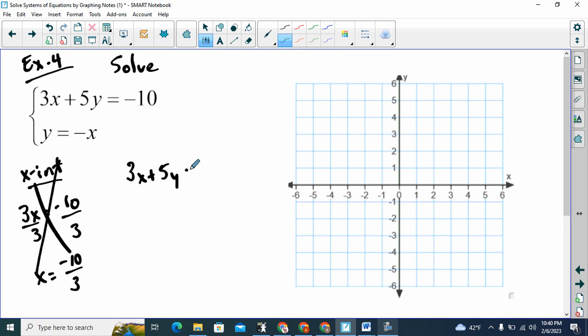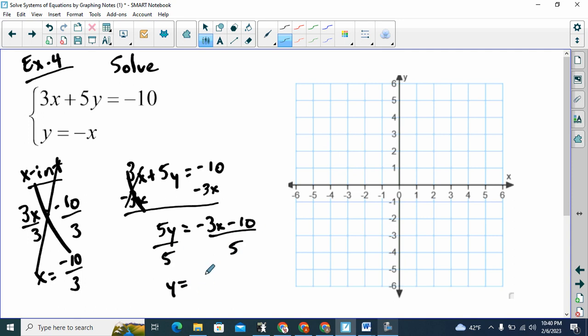3x plus 5y equals negative 10. And we're going to change it so that the equation says y equals something. Y equals mx plus b. Start by subtracting 3x from both sides. Positive 5y comes straight down equals negative 3x minus 10. To solve for y, we need to divide both sides by 5.